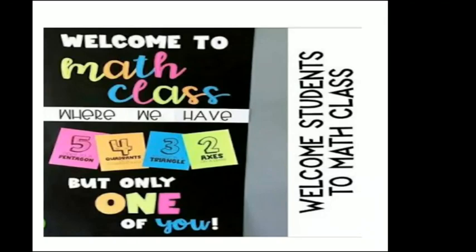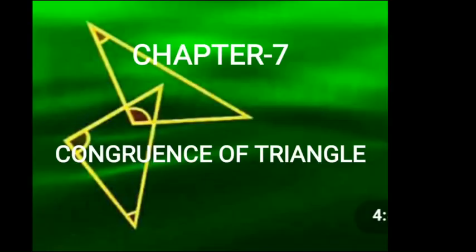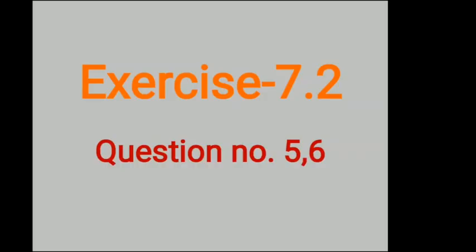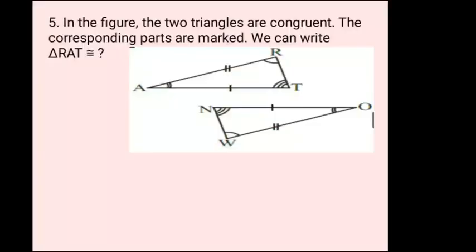So you all know that we are doing chapter 7, congruence of triangles, right? In our previous class we have already completed till question number 4. Today we are going to start from question number 5. Also we will solve question number 6. Okay. So here we have question number 5.